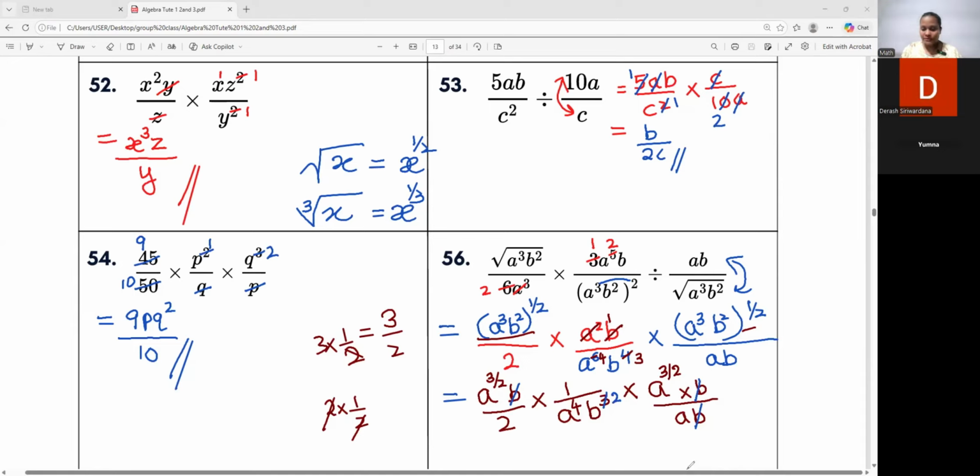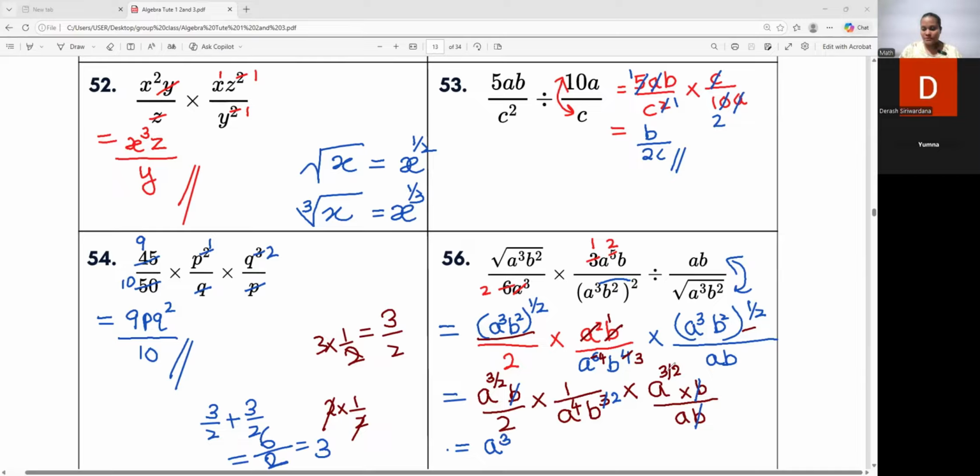Then a terms. This is a to the power 3 over 2. This one, a to the power 3 over 2. This is also a to the power 3 over 2. Multiplication, add the powers. If we add 3 over 2 plus 3 over 2, same denominator, 3 plus 3 is 6. 6 divided by 2 is 3. This is a to the power 3.